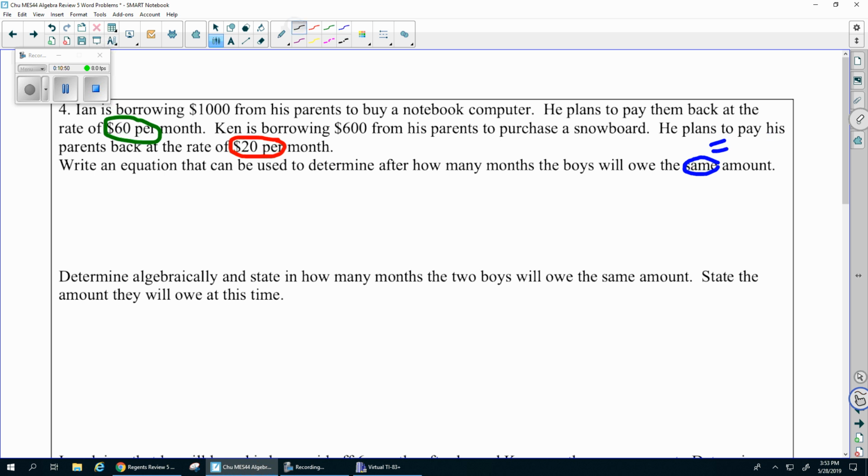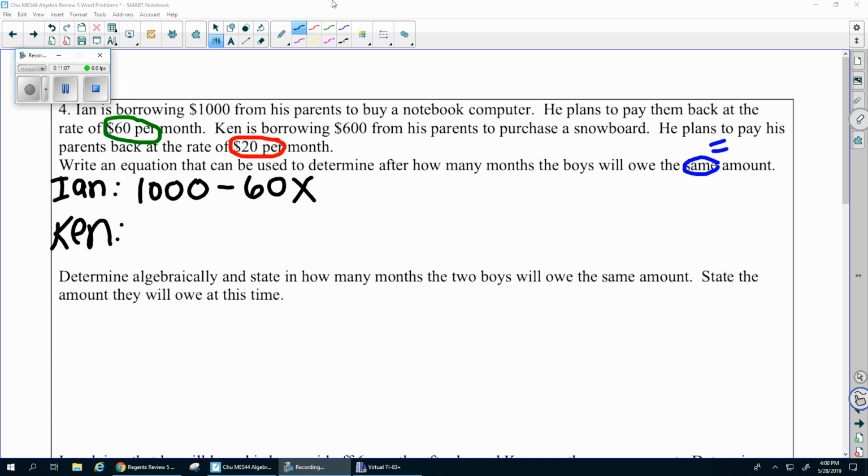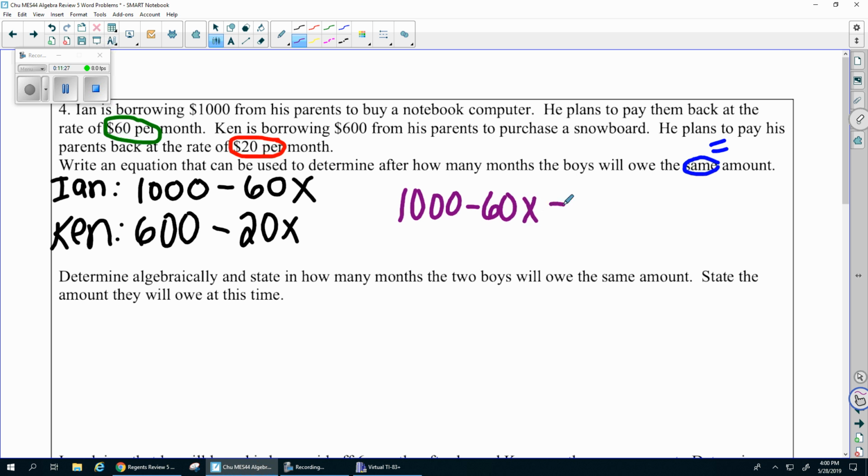All right, so let's start with Ian. So Ian starts off with $1,000 and he's paying back $60 per month. So we're going to take away 60x every single time. Ken starts off by owing his parents $600, and he's going to pay back $20 per month. So minus 20x. So when they're the same, it means I have to make the two equations equal to each other. 1,000 minus 60x equals 600 minus 20x.